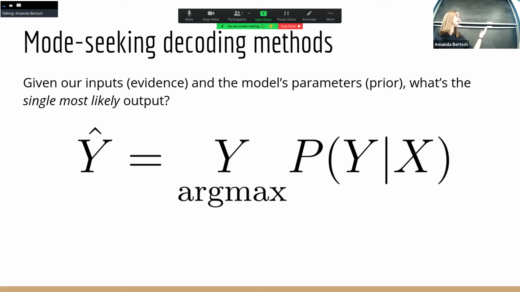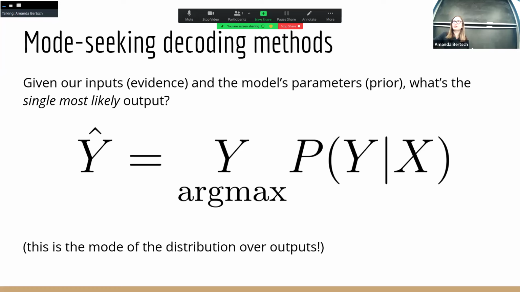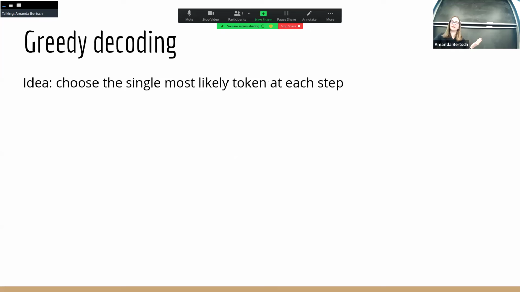And here this would be the y-hat, the single sequence that has the highest score p(y|x) for the x that we gave the model. This section is called mode seeking search because this is the mode of the distribution over outputs. If you sampled a huge number of times and you looked at the single most likely sequence you got, it would be this y-hat. And so how do we find this thing?